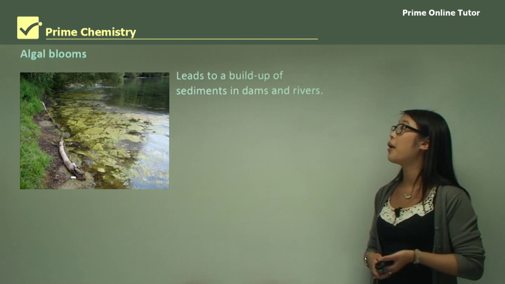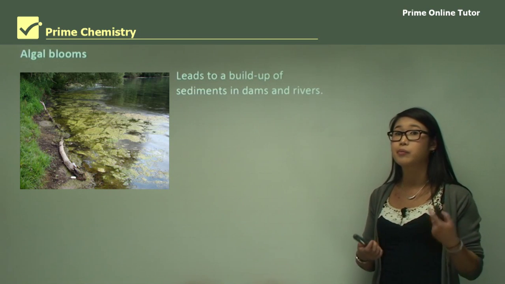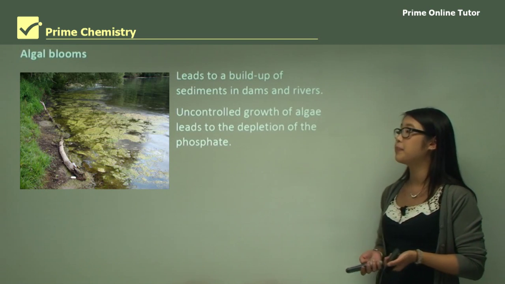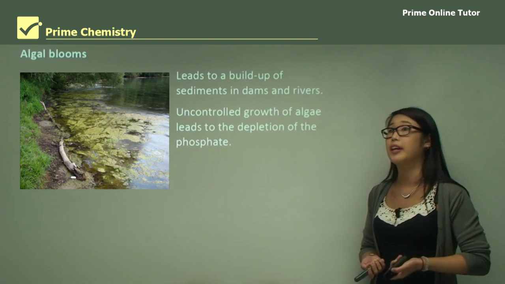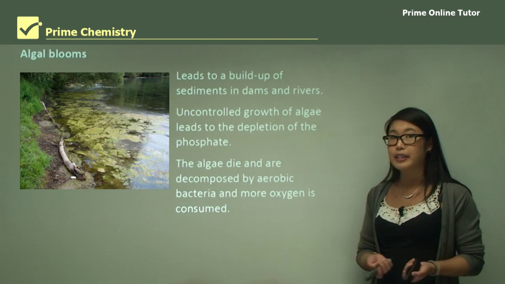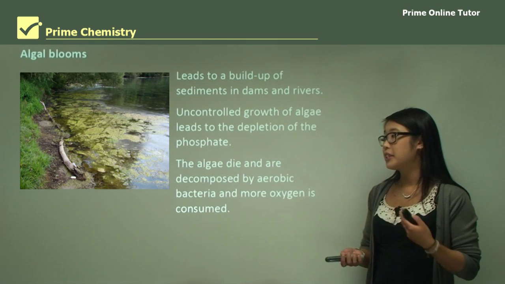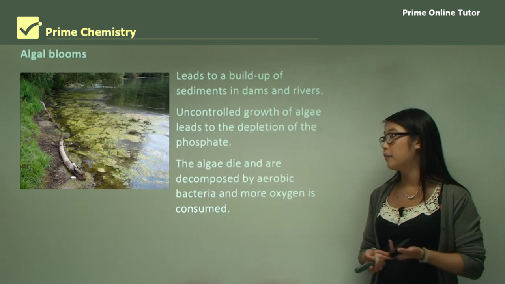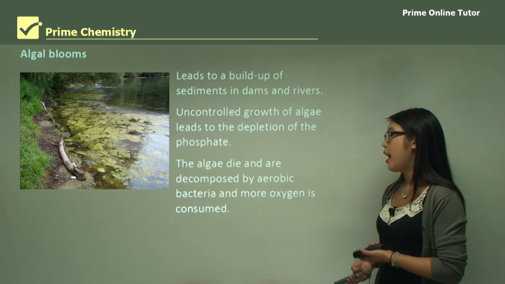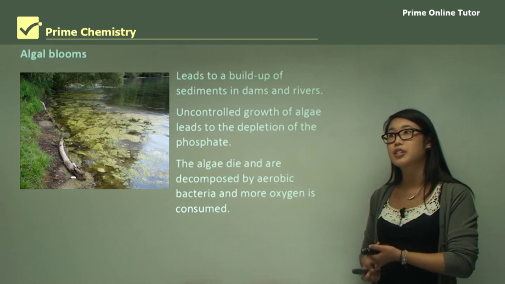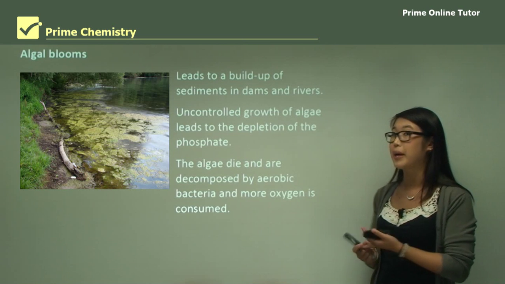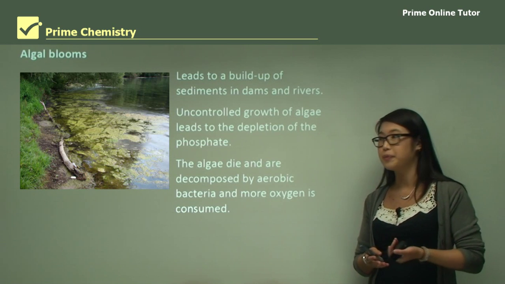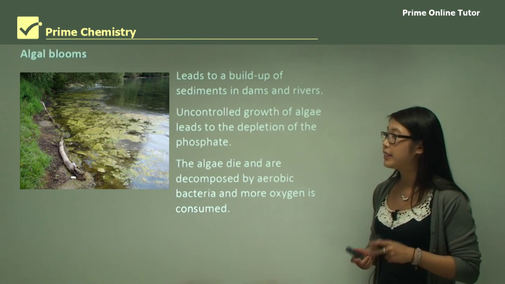It also leads to a build-up of sediments in the dams and rivers, which can reduce the flow of the water. And uncontrolled growth of algae leads to depletion of the phosphate, which is required for aquatic life. So as the algae dies at the end of the cycle, it's decomposed by aerobic bacteria. Aerobic means that it uses oxygen to carry out its functions. And that means if the algae used oxygen initially, and now when it's decomposing, the bacteria is using the oxygen, it's going to be using all the oxygen that's usually for the fish. So we're going to get very dead waterways.